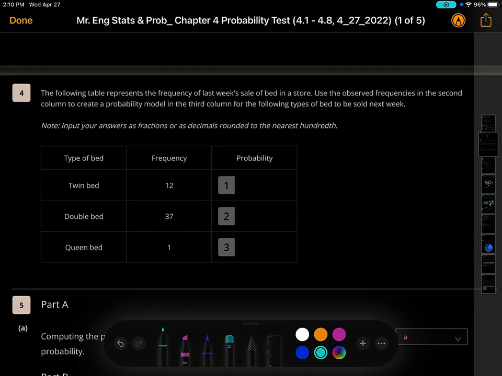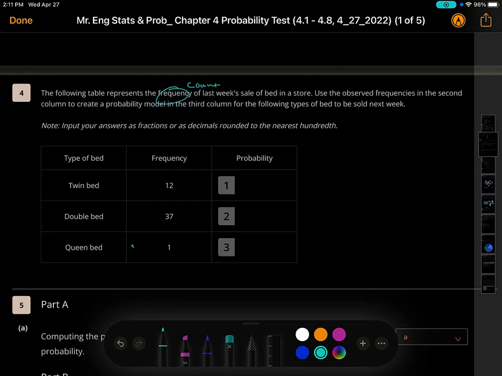Question number 4, the following table represents a frequency, so frequency just means count, of last week's sales of bed in a store. Use the observed frequencies in the second column to create a probability model in the third column, and put it as fractions or decimals round to the nearest hundredth.